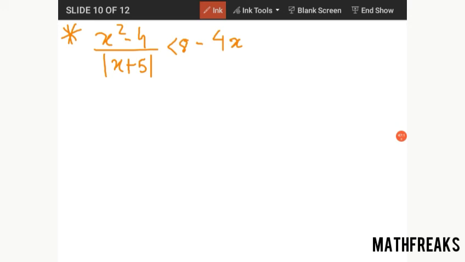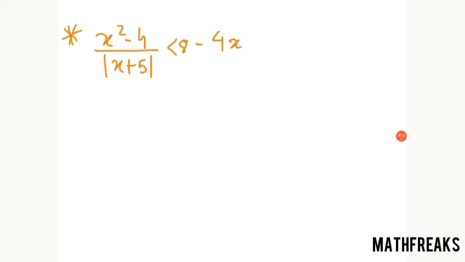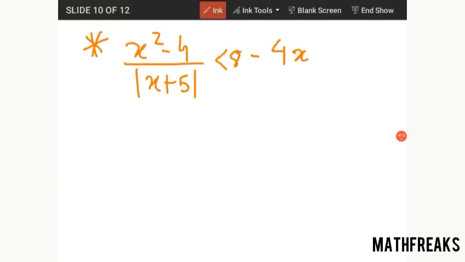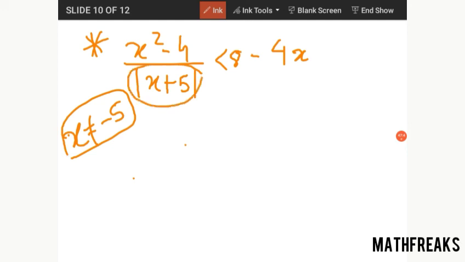Done. Now let us begin with my solution. First of all, x can never be equal to 0, 5, -5. Correct. x can never be equal to -5. Why? Because if x is equal to -5, then the denominator is getting equal to 0, and as a result this is getting undefined, this is not defined.